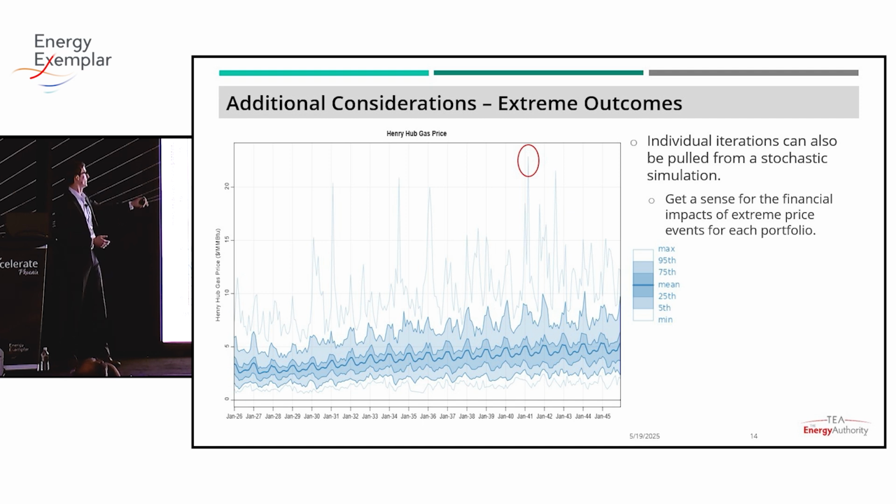So this graph here is just some example data of a distribution for Henry Hub natural gas prices. And so that circle there is showing an iteration that we would identify and pull the results for each of the portfolios.